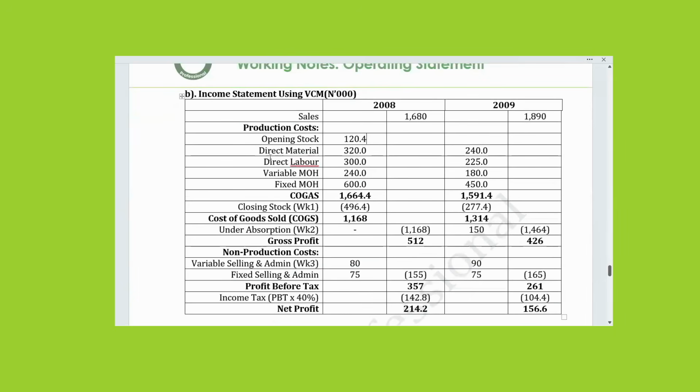So direct material, direct labor, and variable overhead will remain the same as under the absorption costing method. And I also told you last time that using marginal costing approach, fixed production overhead is not part of production cost. So this fixed manufacturing overhead is not part of production cost. We delete it.